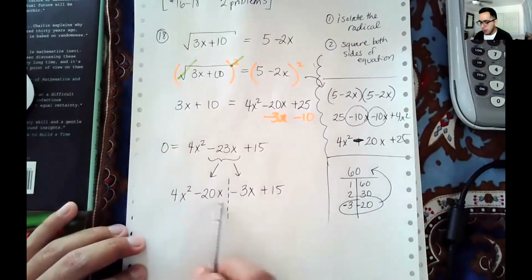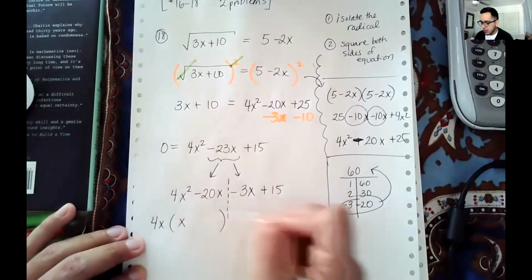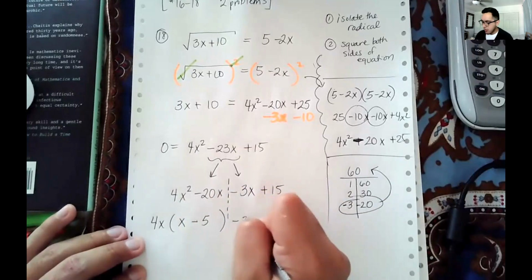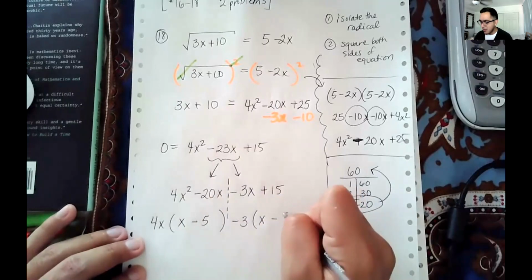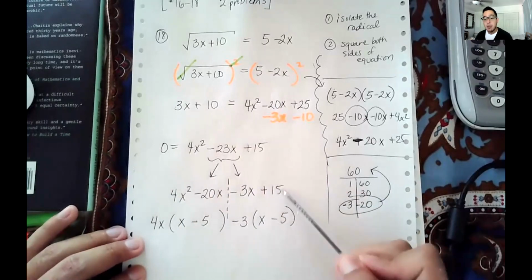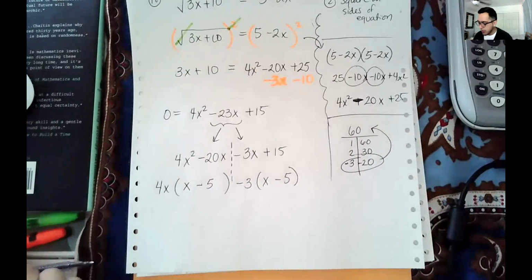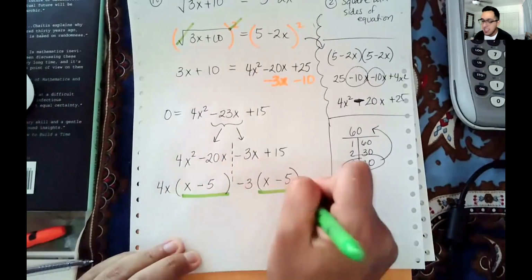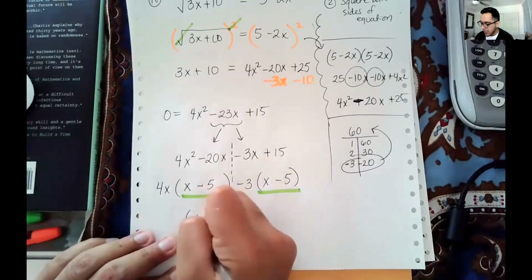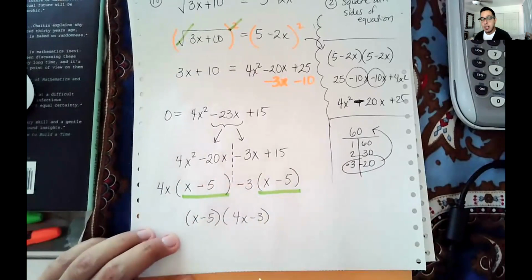So these two have a 4x in common. So that means I'll have an x here and I'll have a -5 there. These two have a -3 in common, so I'll have an x here and a -5 here. And the reason why it's -5 is because -3 times -5 will give me my positive 15 back. And lo and behold, the stuff in parentheses is exactly the same. Same terms, the same sign. So that means we're on the right track. X minus 5 times 4x minus 3 is the correct factorization.